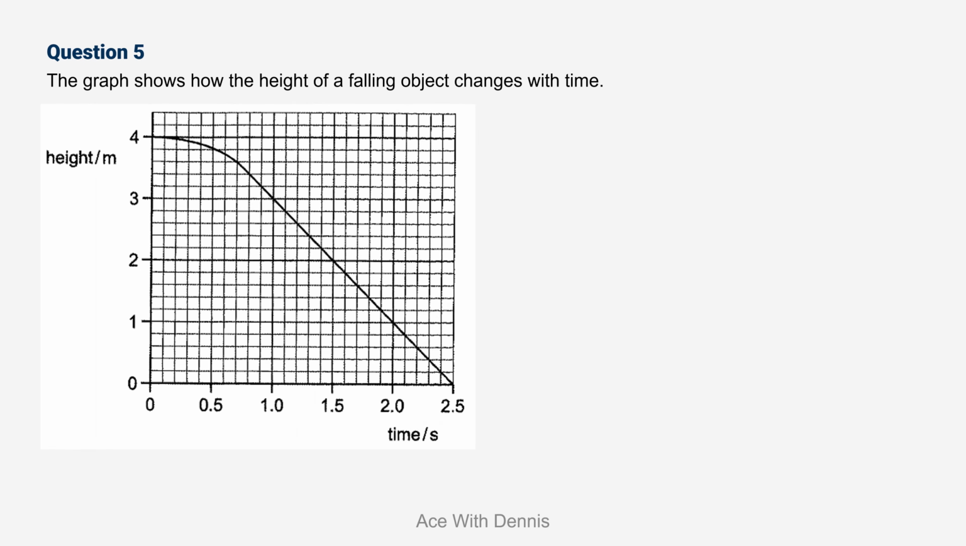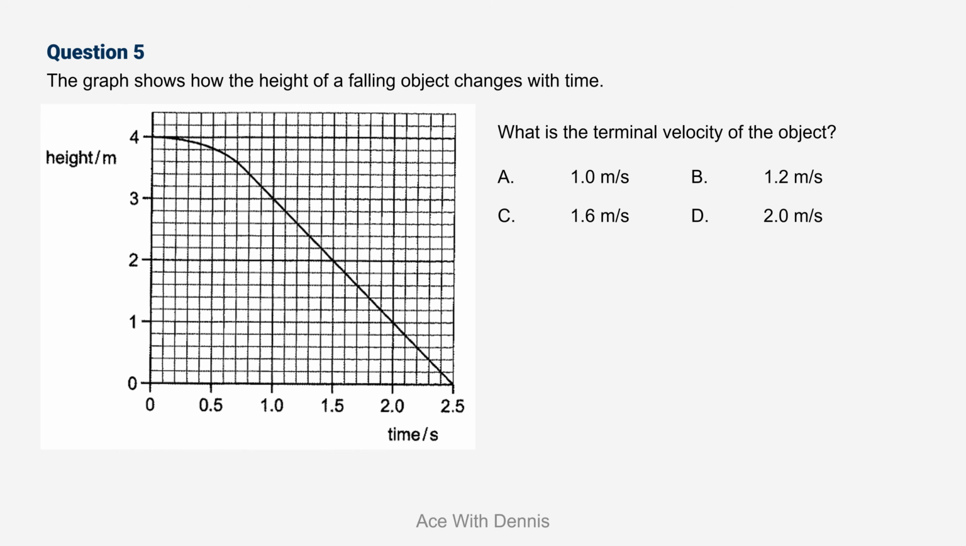Next question, question 5. The graph shows how the height of a falling object changes with time. So this is the height-time graph, or you can treat it as the displacement-time graph. What is the terminal velocity of the object? A. 1.0 meters per second. B. 1.2 meters per second. C. 1.6 meters per second. Or D. 2.0 meters per second.